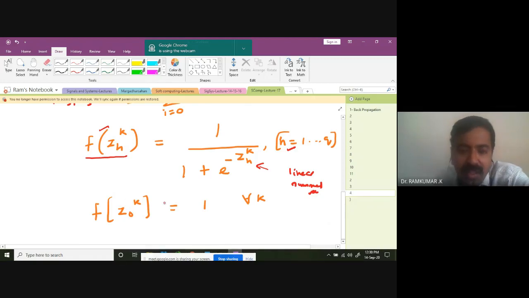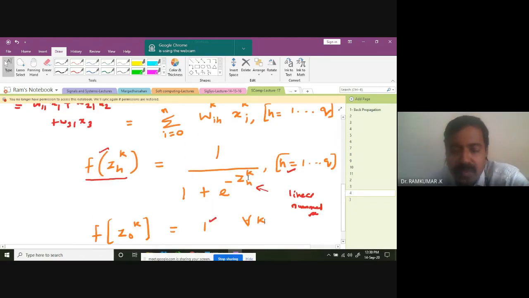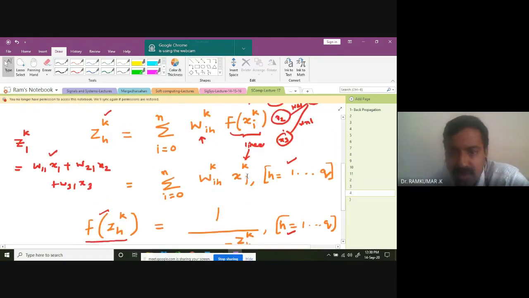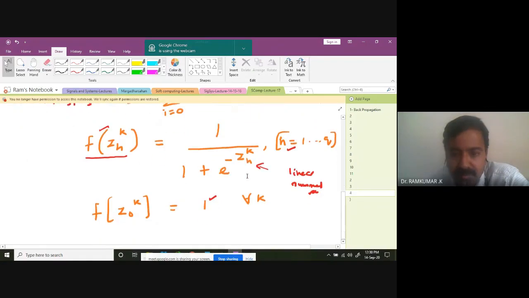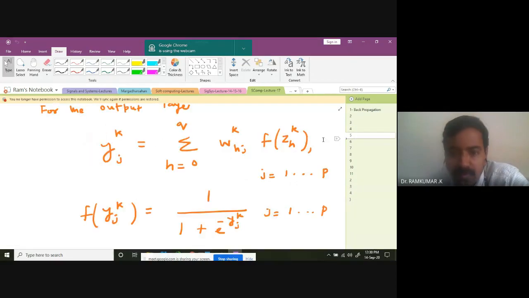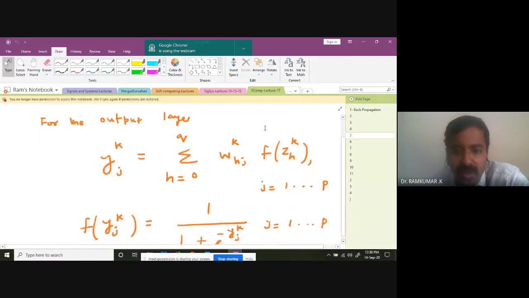And z0k is going to be 1. Remember that. That's a bias for all k. For the output layer also, we have to do it.